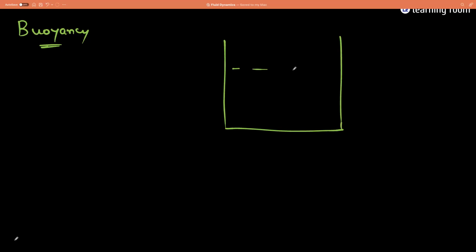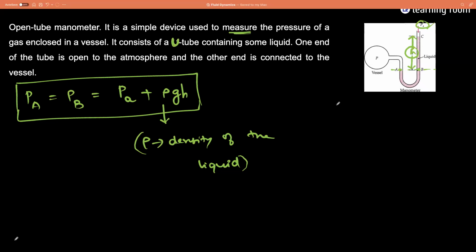Yes, sir. Now, the next concept that we are going to see is buoyancy. If you observe, the concept is very simple. When I have a container... Sir, can you show the previous slides? Thank you, sir.